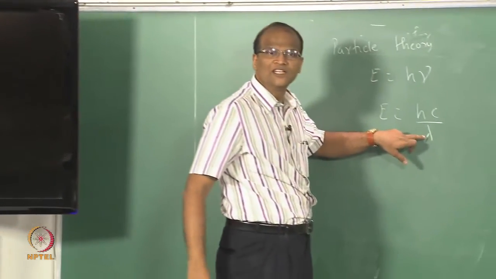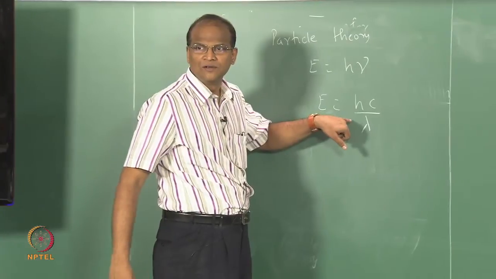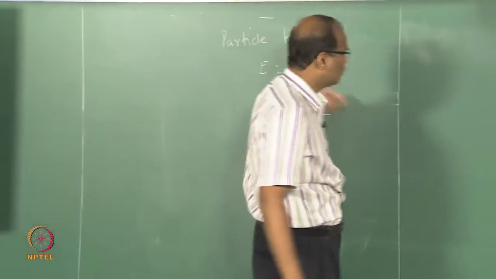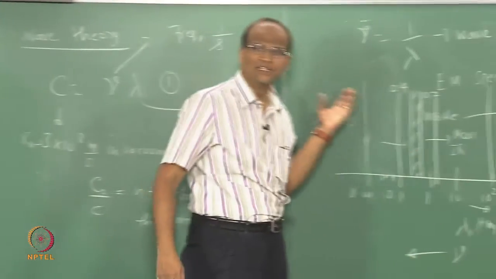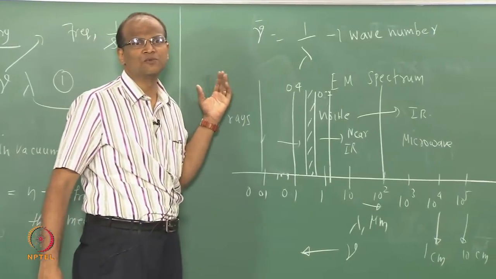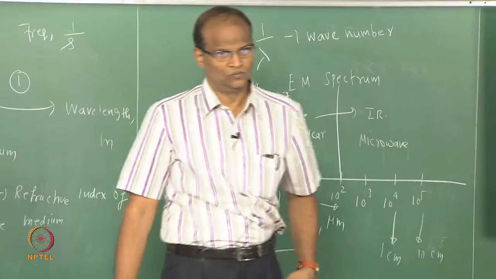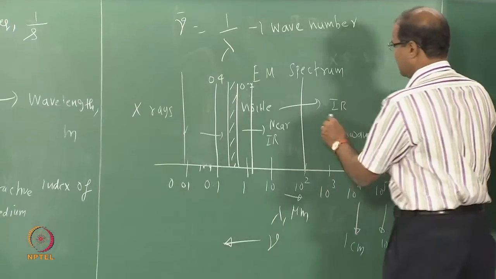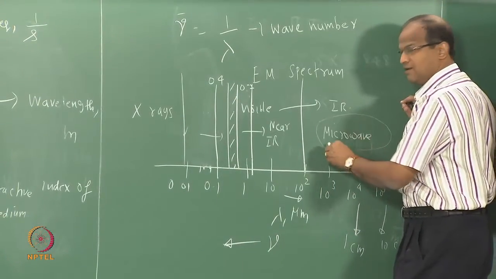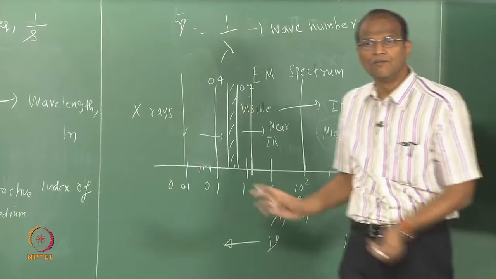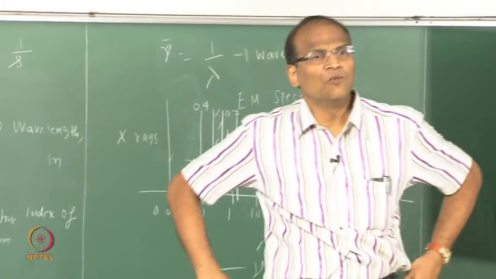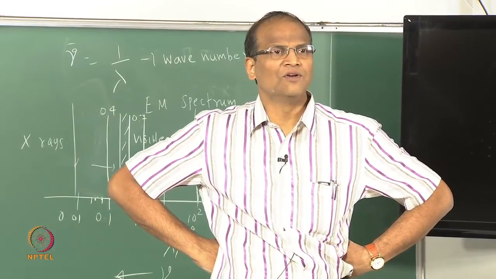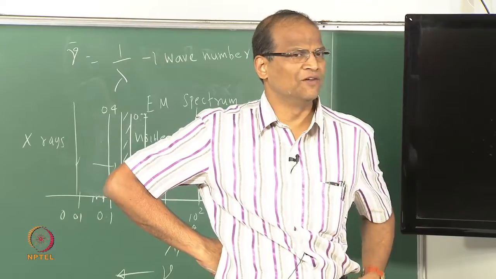So very long wave radiation will have low energy. Very short wave radiation will have high energy. E equal to h nu. So the X-rays have got high energy. The X-rays are of interest mostly to physicists, okay. At the other end of the spectrum, we got microwave, which is also of interest to atmospheric scientists, but mainly of interest to electronics and communication engineers, because they do long distance transmission of waves through this.